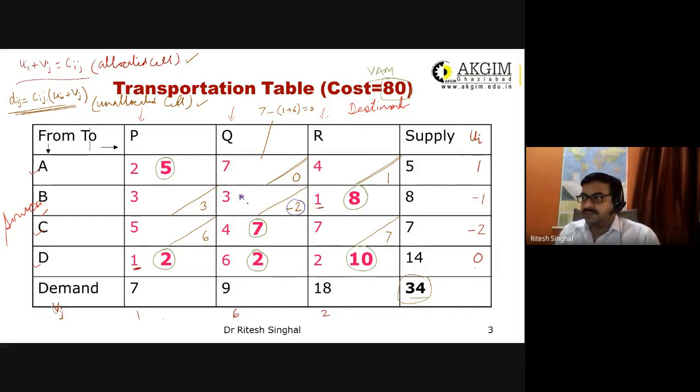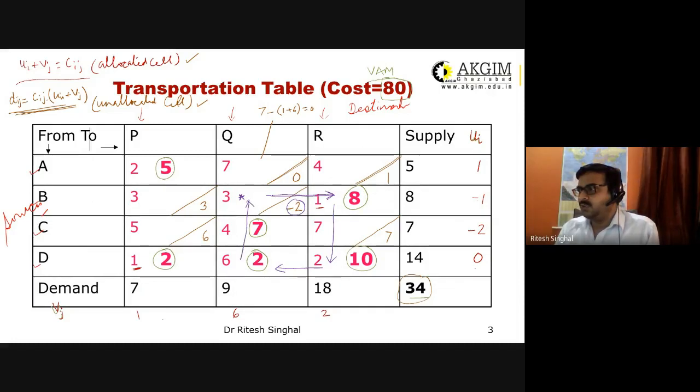Now we have to jump to the allocated cell, horizontal or vertical, not diagonally. So first we have to move to this cell. First move, second move to allocated cell like this. Either you have to move horizontally or vertically, not diagonally. Now this move, and come back to the original cell, and this is the last move.